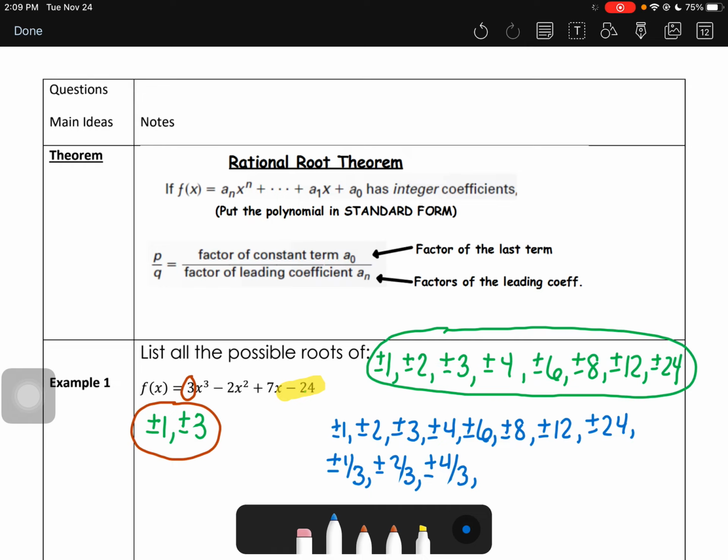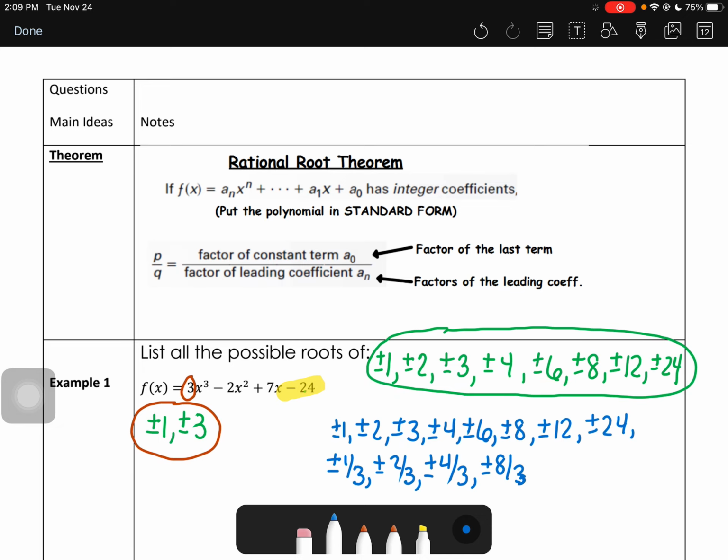6 divided by 3 is 2, and that was already listed. 8 divided by 3, 8/3. 12 divided by 3 is 4, and that was already listed. And 24 divided by 3 is 8, and that was already listed. So these would be all the possible solutions that we could have for this particular polynomial function.